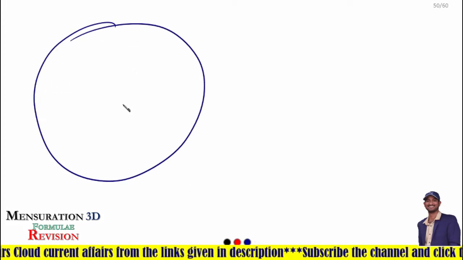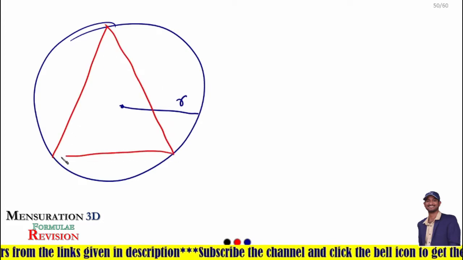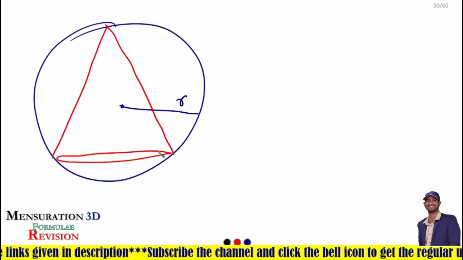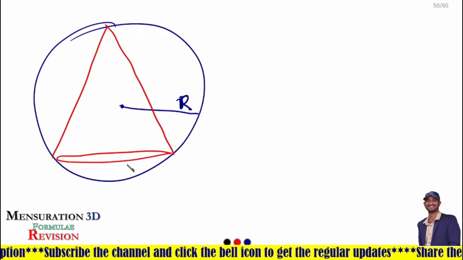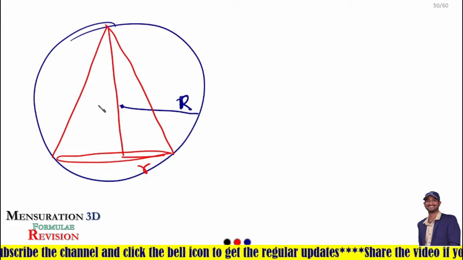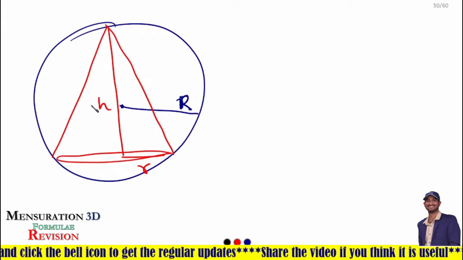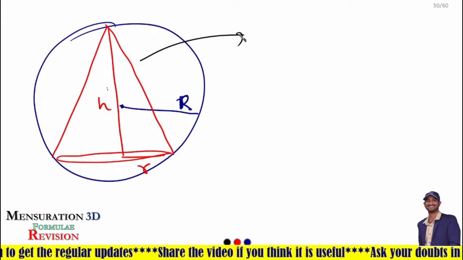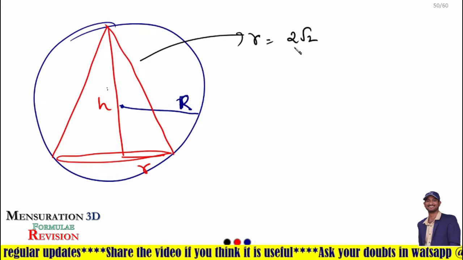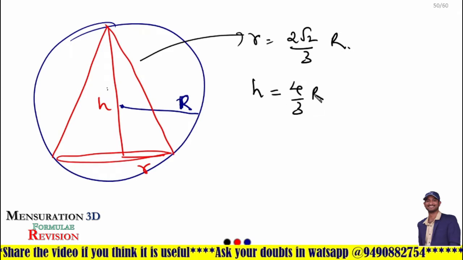Next, cone inscribed in a sphere. Suppose it is a sphere of radius capital R, okay. If a cone of dimension small r and small h is inscribed in the sphere of radius R, then to get the maximum volume of the cone, the radius of the cone should be 2√2 by 3 into radius of the sphere, and the height of the cone should be 4 by 3 into radius of the sphere.